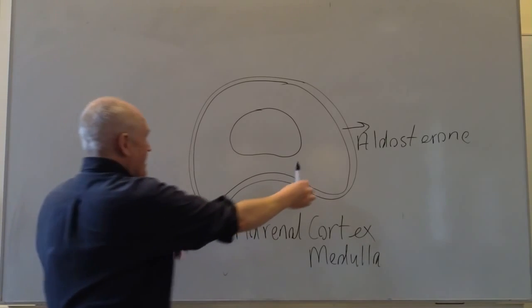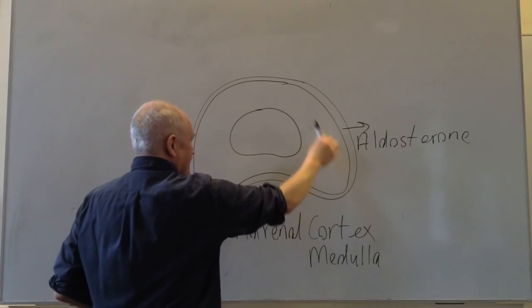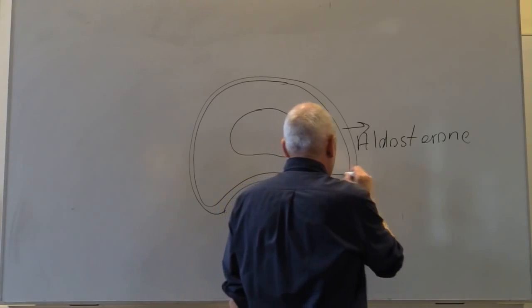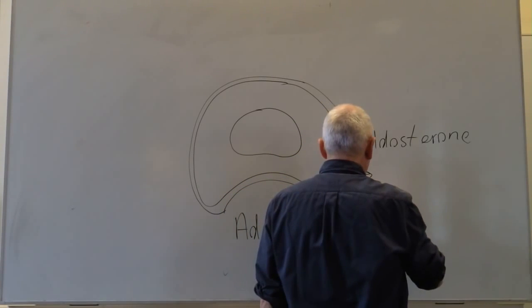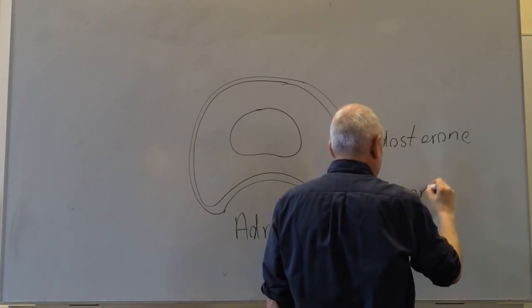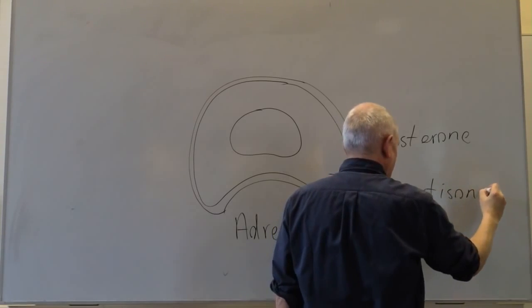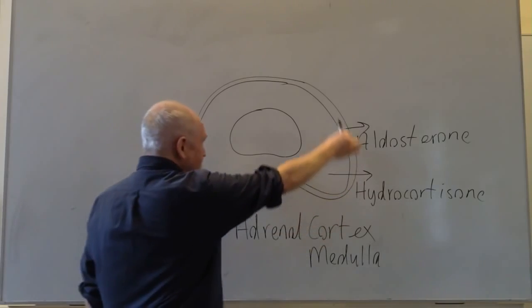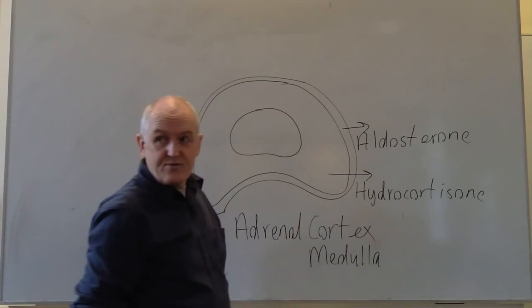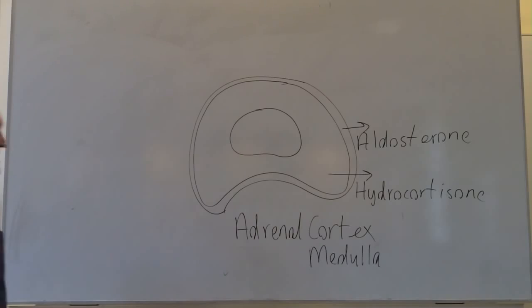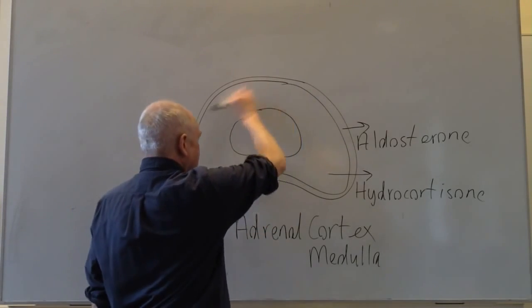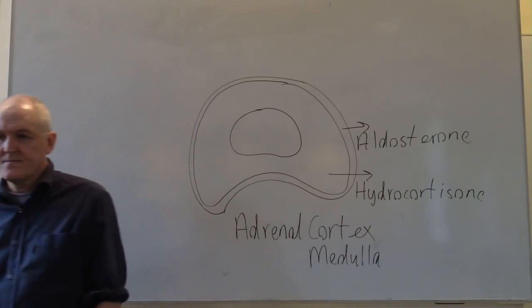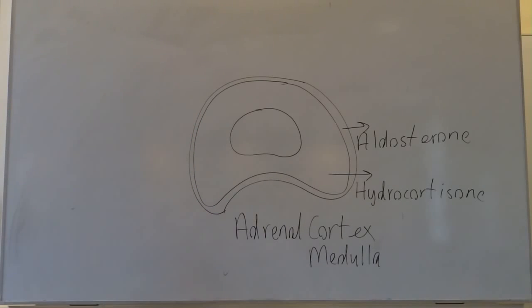And then there's a thicker part of the adrenal cortex here, and this produces several hormones, but one of them is hydrocortisone. So aldosterone is produced by the outer part of the adrenal cortex. Then this deeper part of the adrenal cortex produces several hormones, one of which is hydrocortisone, sometimes called cortisol.